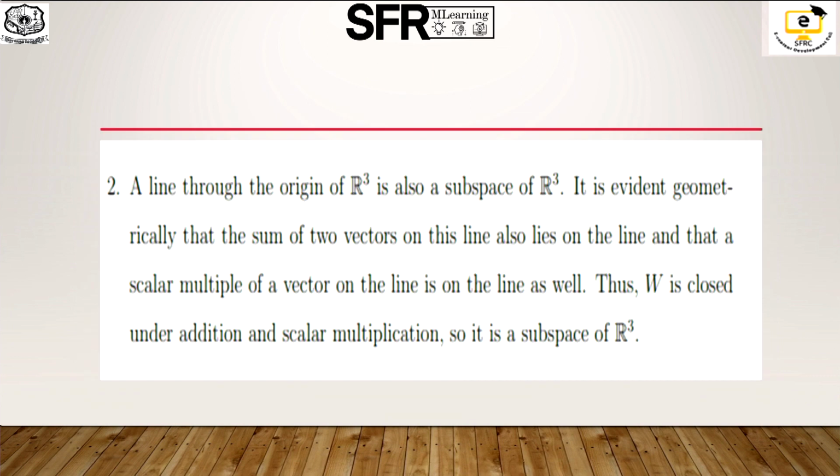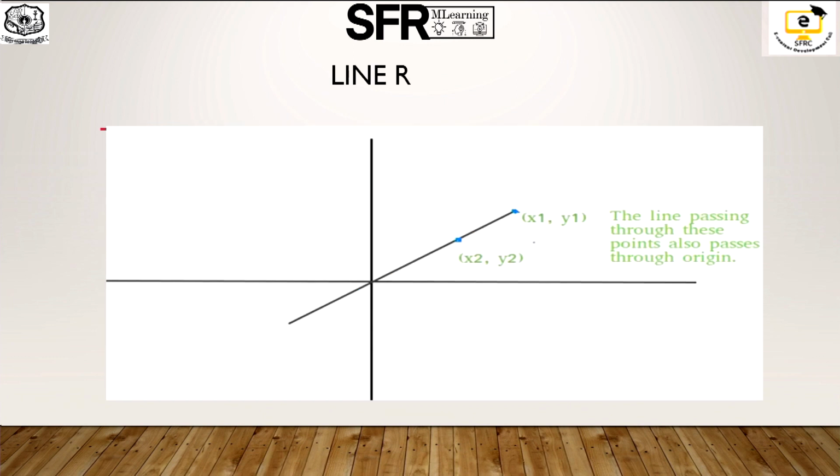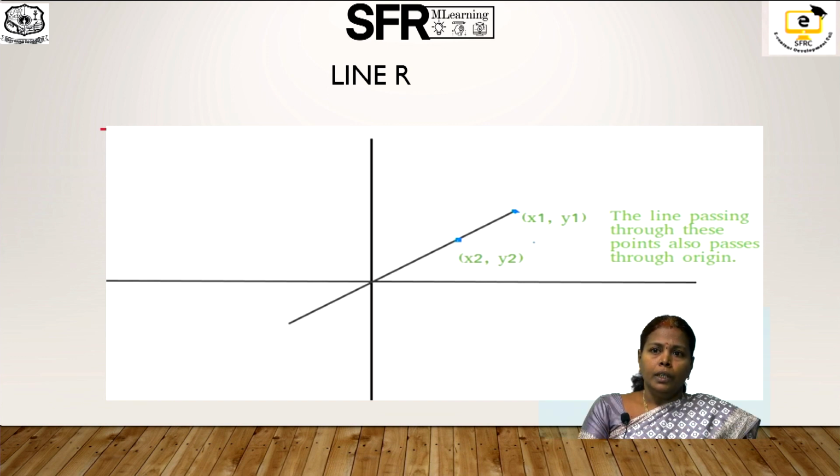In the next slide, we also have a line, with a figure. A line through the origin in R power 3 is also a subspace of R power 3. In fact, it is very easy to show this for a line. In that line through the origin, we denote the points x1, y1 and x2, y2. This line also passes through the origin 0, 0. This is also a subspace of R power 3.